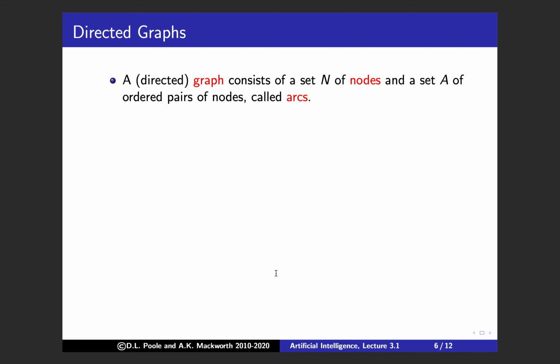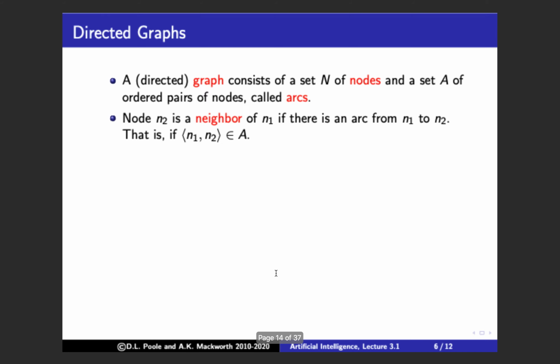Some of you have seen a directed graph before. A directed graph consists of a set of nodes and a set of ordered pairs of nodes called arcs. So we're going to say node n2 is a neighbour of n1 if there's an arc from n1 to n2. That is, if the ordered pair (n1, n2) is in the set of all the arcs.